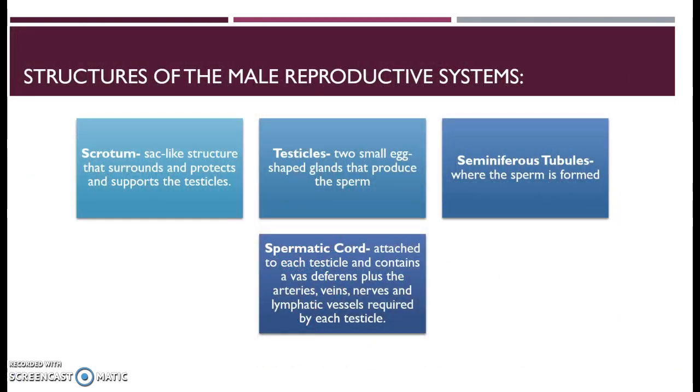Structures of the male reproductive system include the scrotum, which is a sac-like structure that surrounds, protects, and supports the testicles. The testicles are two small egg-shaped glands that produce the sperm, and the seminiferous tubules is where the sperm is formed. Then the spermatic cord is attached to each testicle and contains a vas deferens, plus the arteries, veins, nerves, and lymphatic vessels required by each testicle.